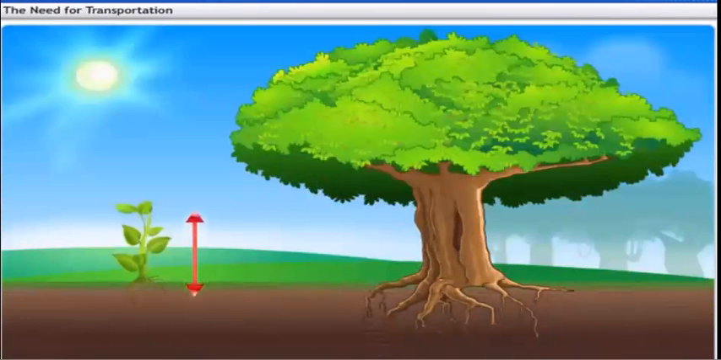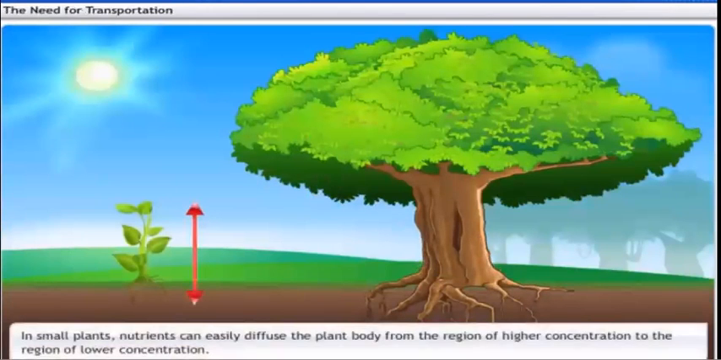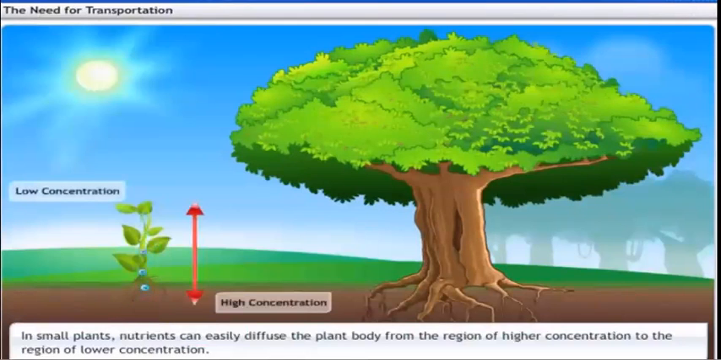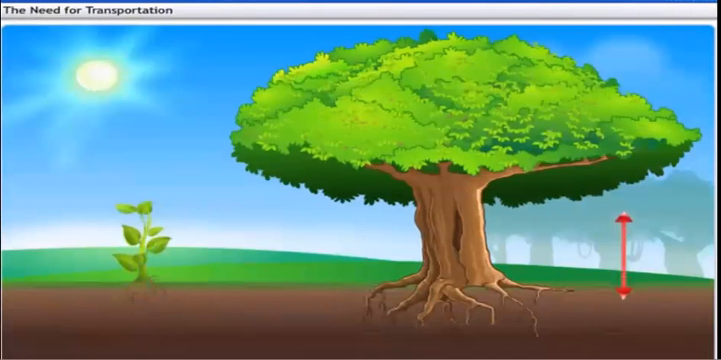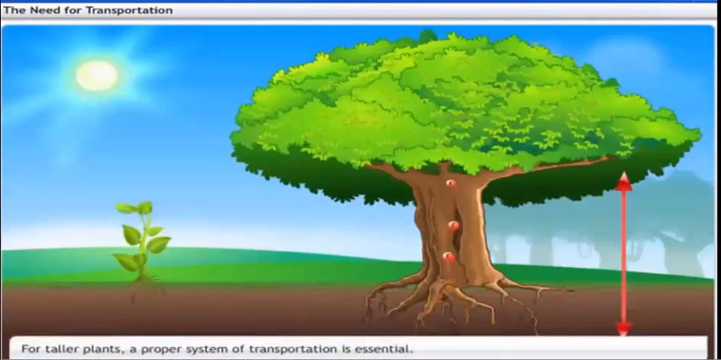If the distance between the roots and the leaves is small, nutrients can easily diffuse in the plant body from the region of higher concentration to the region of lower concentration. However, if these distances become large because of the plant body design, diffusion alone cannot provide raw materials and energy reserves to the plant. A proper system of transportation is therefore essential in such types of plants.